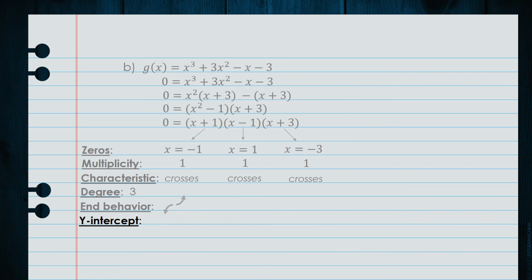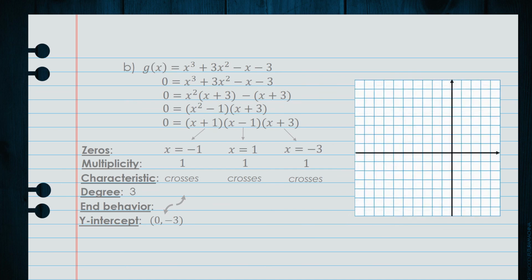Next, we're going to look at the y-intercept. The y-intercept is where x equals 0, which simply means you plug a 0 in for every time you see x. Well, 0 to the third is 0. 0 squared is 0. So what we have is 0 plus 0 minus 0 minus 3. Well, all you're left with is the constant or the plain number, which means the y-intercept would be (0, -3). Now, let's put all this information together.